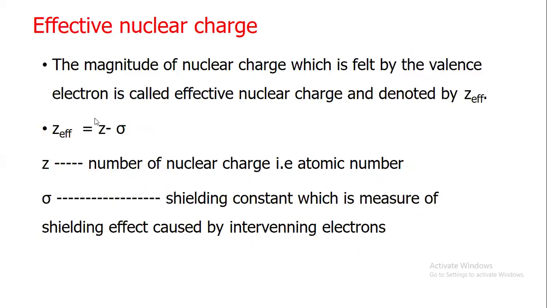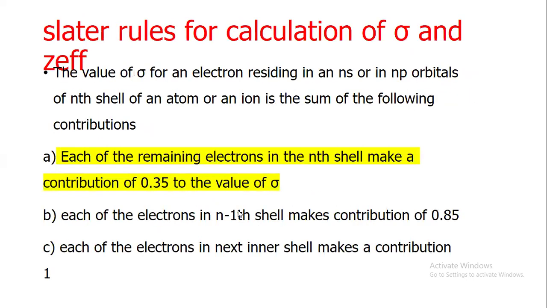Effective nuclear charge is the magnitude of nuclear charge felt by the valence electron, denoted by Z effective, equal to Z minus sigma. Z is the nuclear charge, that is the atomic number. Sigma is the shielding constant, which is measured by the shielding effect caused by intervening electrons. Slater's rules are used for calculation of sigma and Z effective.